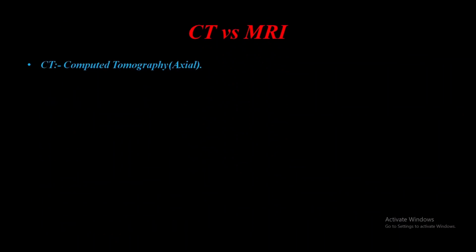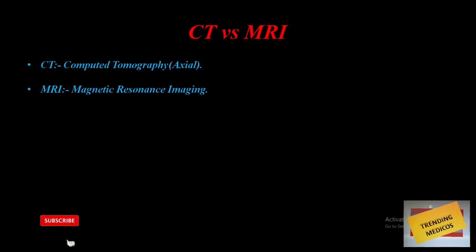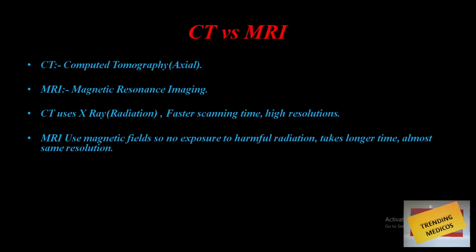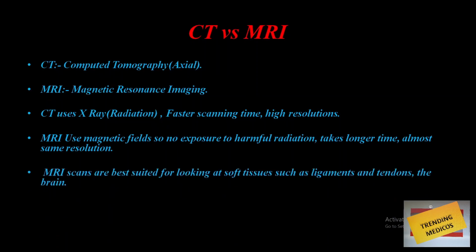CT versus MRI. There are some points which are important to you. CT is computed tomography, axial, so CAT. MRI is magnetic resonance imaging. CT uses X-rays, so it involves radiation. It has faster scanning time and high resolution also. MRI uses a magnetic field, so no exposure to harmful radiation. It takes longer time. Almost the same resolution is there.